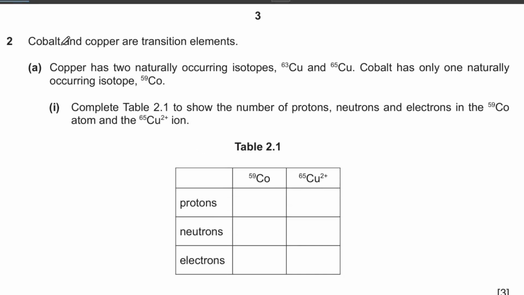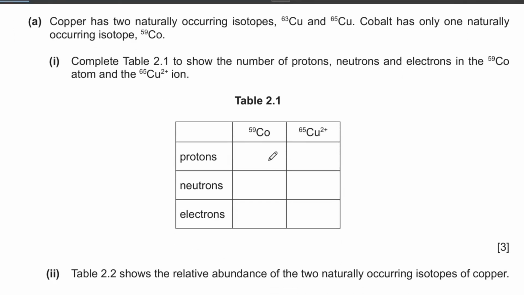Next question. Cobalt and copper are transition elements. Copper has 2 naturally occurring isotopes. We have copper 63 and copper 65. Cobalt has only 1 naturally occurring isotope, which is cobalt 59. Complete table 2.1 to show the number of protons, neutrons, and electrons in the cobalt 59 atom and the copper 65 ion. So please take note here, there are 2 different atoms here. So don't make the mistake of thinking it is cobalt and cobalt or copper and copper.